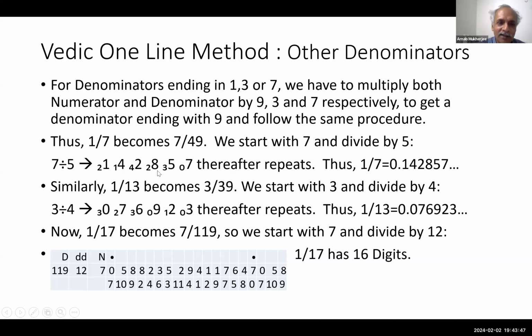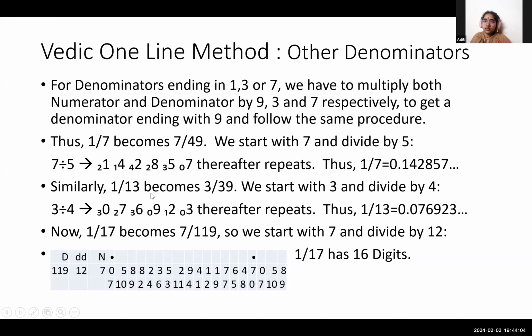Okay. So say 6 by 7. 6 into 7 is 42. 42 is here. So it is 0.857142. Similarly here.